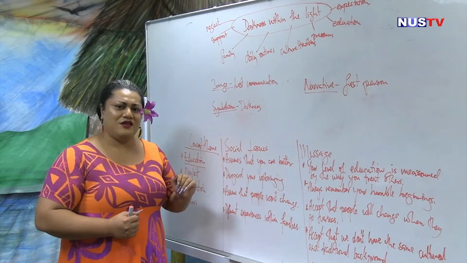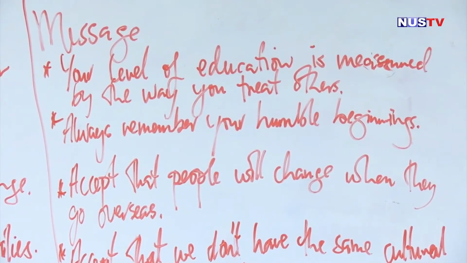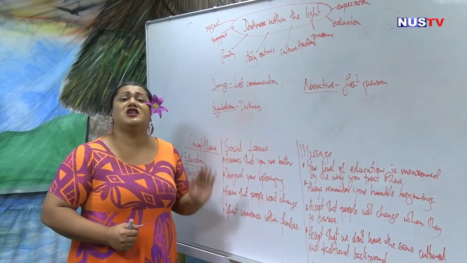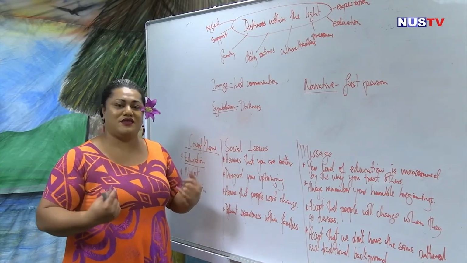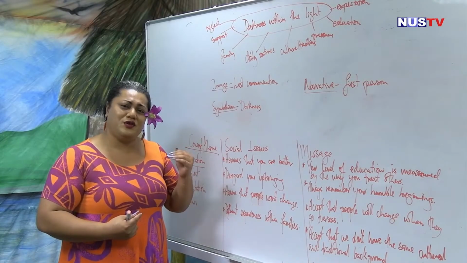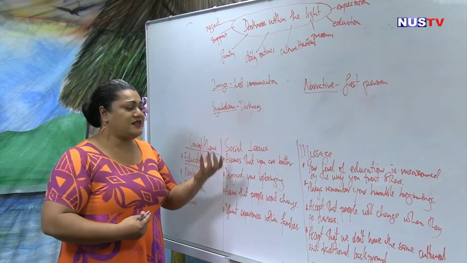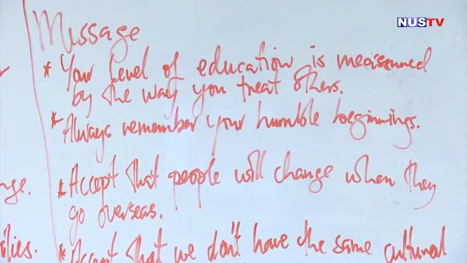So what is the message? Remember, how do you get the message? Always remember, you got the theme from the brainstorm. The theme creates the issue or the problem, and the message is the way that you solve the problem. So in order for you to fully understand the poem, you need to create solutions to the problems. How would you use what you have learned from within the poem? It indicates some sort of problem, and how are you going to solve the problem? Your level of education is measured by the way you treat others.